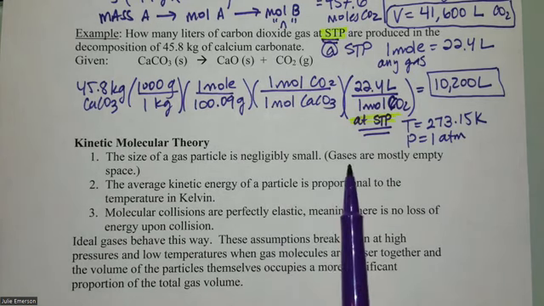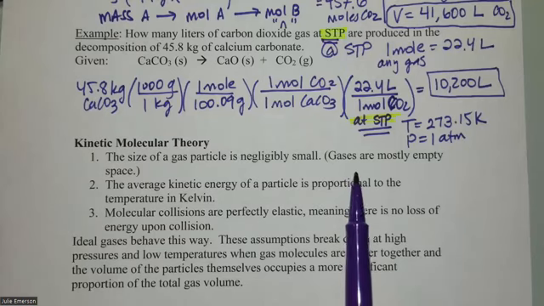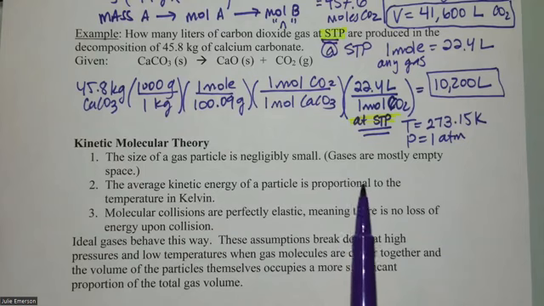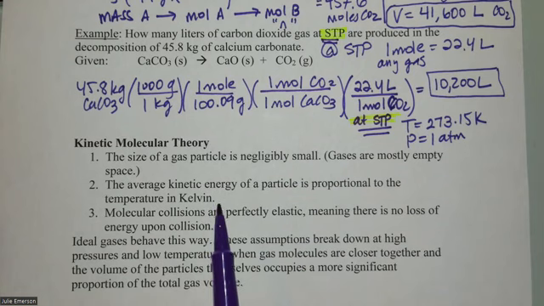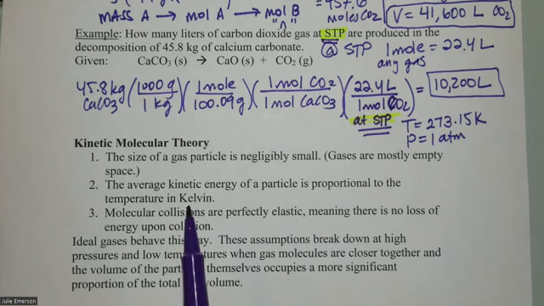Gases are mostly empty space, right? The gas particle volume does not mathematically factor in. The kinetic energy of the particle is proportional to the Kelvin temperature. So the hotter the gas is, the higher the kinetic energy. Energy is our energy of movement. That makes sense. More energy, it's going to move faster with greater energy.